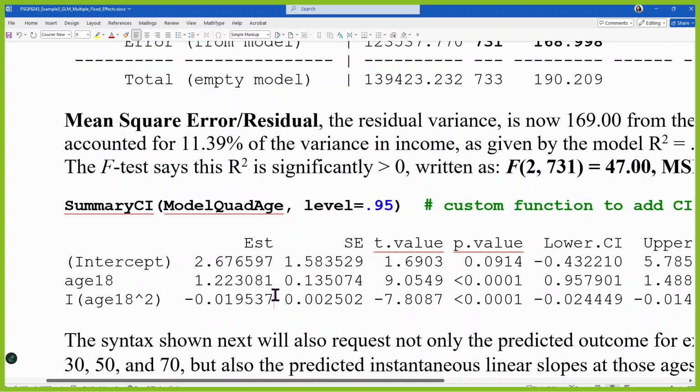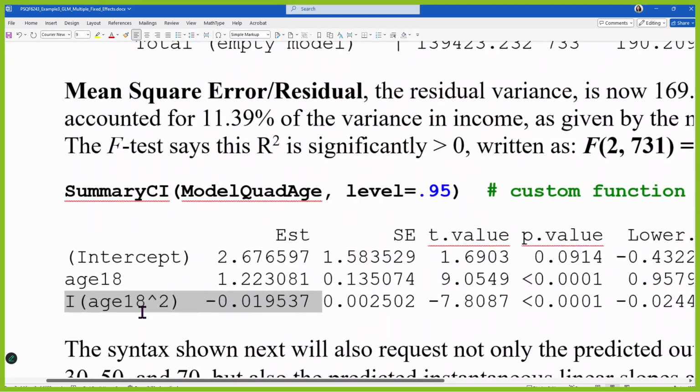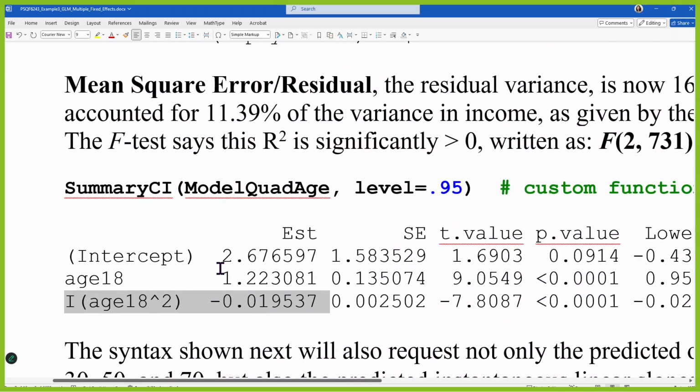The quadratic then says what happens to the linear slope as age increases. So we start out with a positive slope. The negative quadratic is going to slow it down and eventually tip it over.